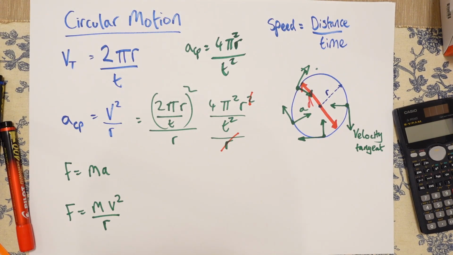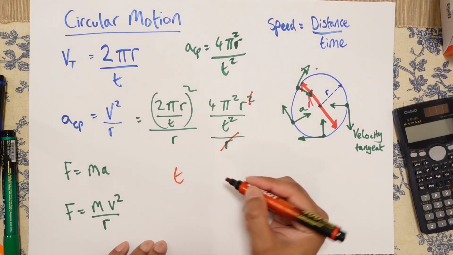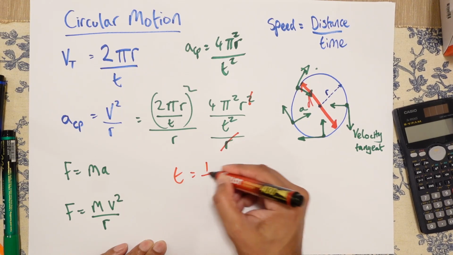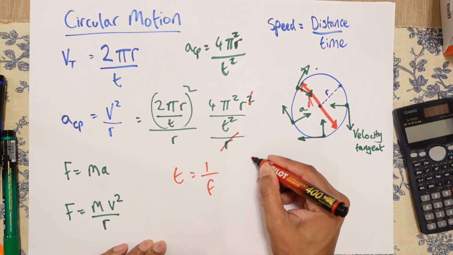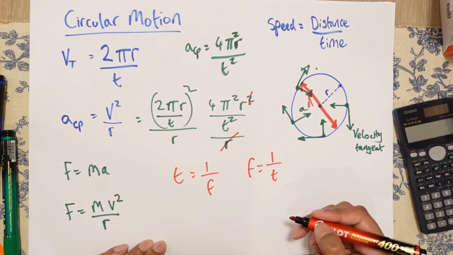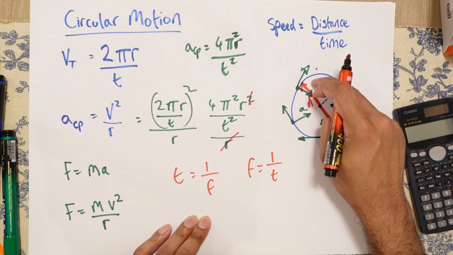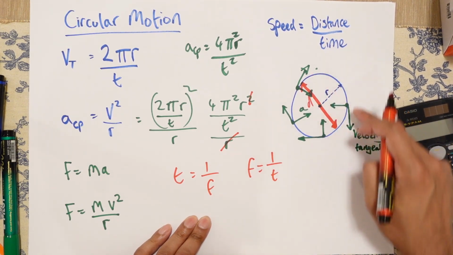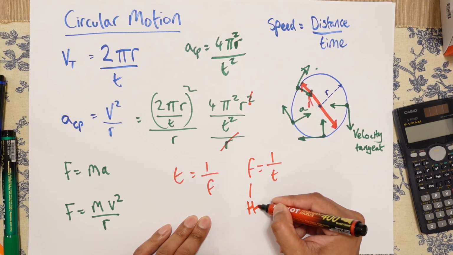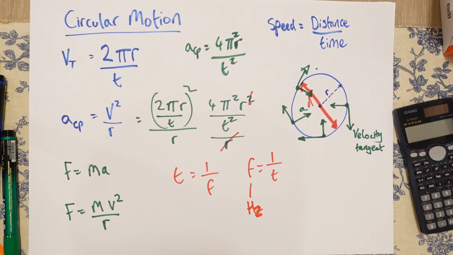We've also got one more thing about time. I'll put that in a different color. Time is the time taken to go around that, and that's 1 divided by the frequency, and also the frequency is 1 divided by the time. Now the difference between frequency and time is the time taken to go around in a circle, and the frequency is how many circles you get per second. This is measured in hertz, and time clearly is measured in seconds.